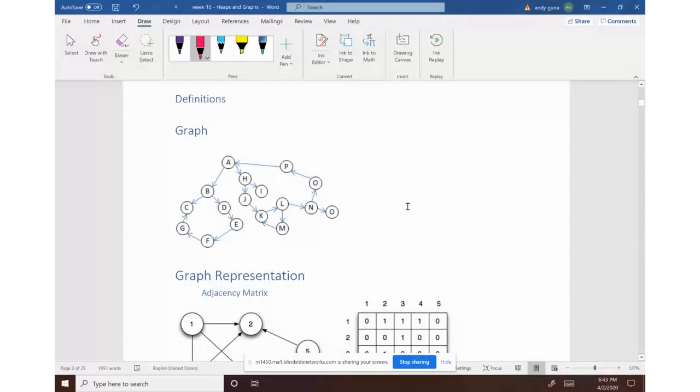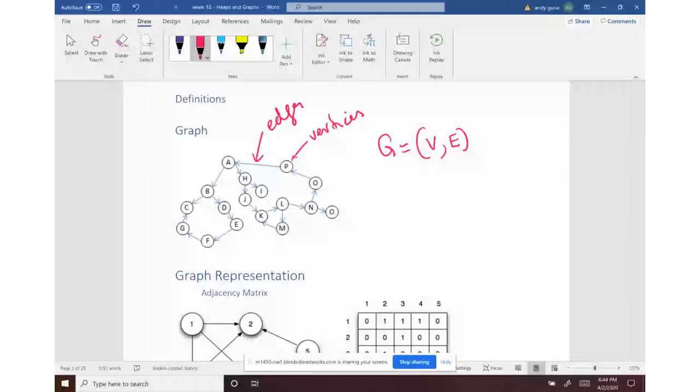So the definition of a graph. Definition of a graph is that we have vertices, and when you define a graph, it is defined as a set of edges.